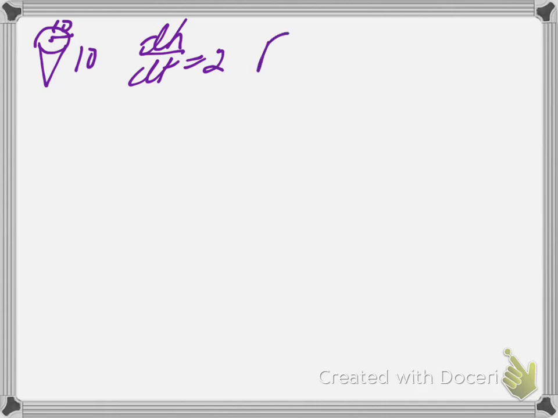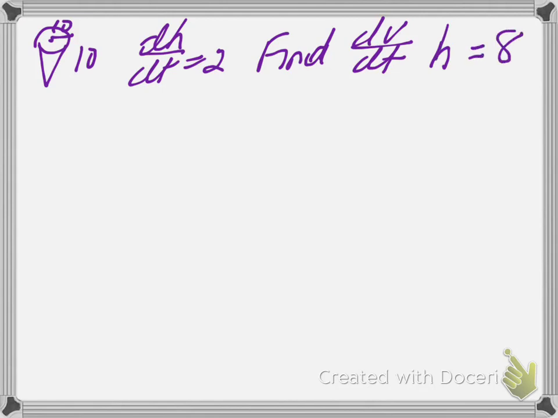Okay, at what rate is water being poured into the cup? When you're pouring water into a cup, we're definitely talking about volume, like when you're filling a pool. So find dV over dt when the water level, that's the height, is equal to 8. Okay, so this is our goal.